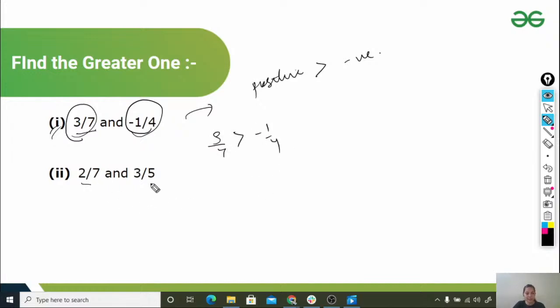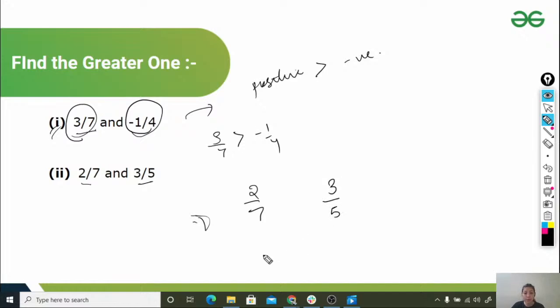Now here 2 by 7 and 3 by 5, they both are greater. So what we will do is, जैसे हम fractions में compare करते थे, we will follow the same path. In case आपने मेरा fraction वाला session नहीं देखा है, so go visit and learn from there. I am solving over here directly. So 2 by 7 है और 3 by 5, right?